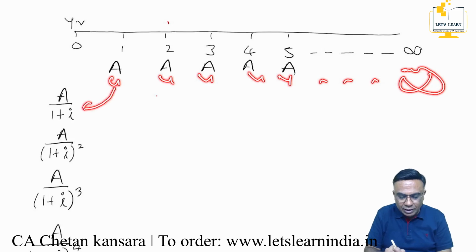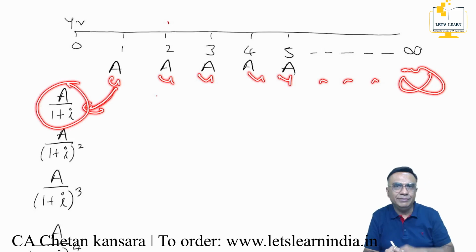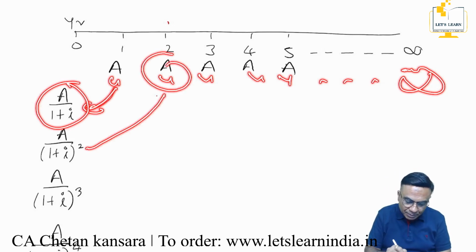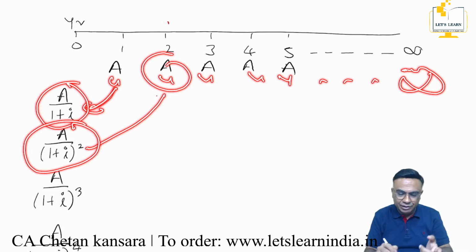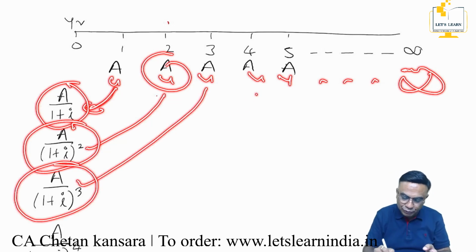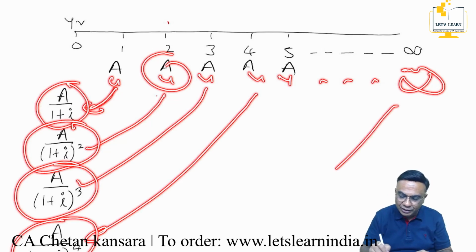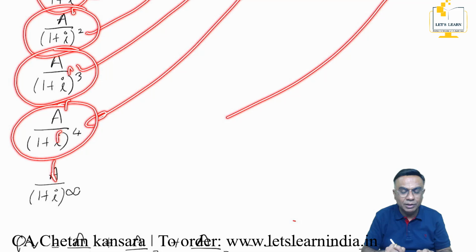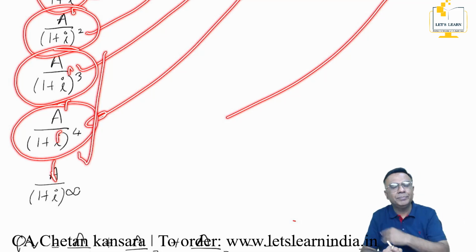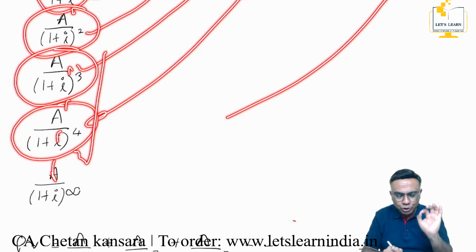So A upon 1 plus I, this is the present value of the first year dividend. This is the present value of the second year dividend. Third year dividend, present value. Fourth year dividend, present value. So like this you are going to get present value. And this will be perpetual. So how should we find out the sum of perpetual annuities?